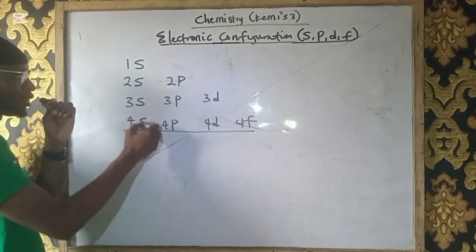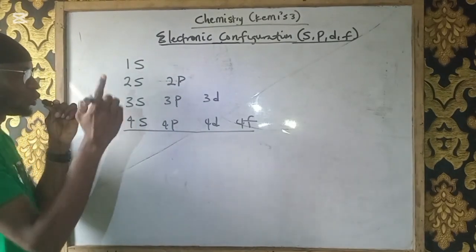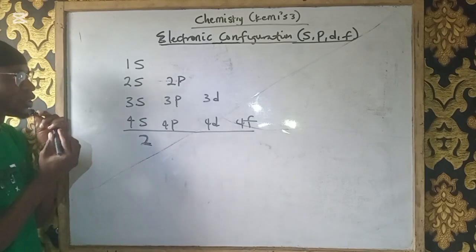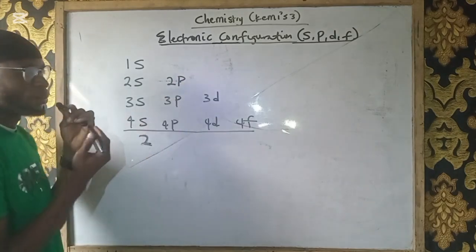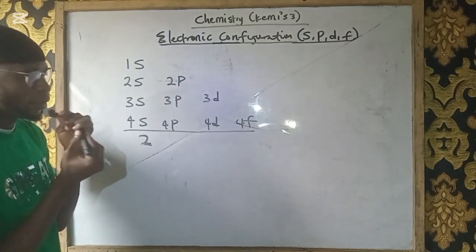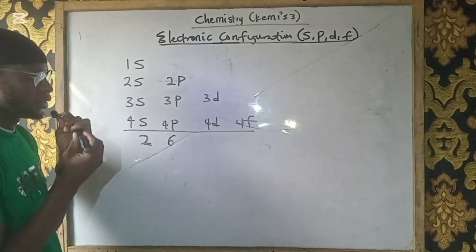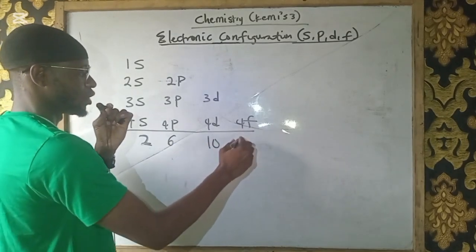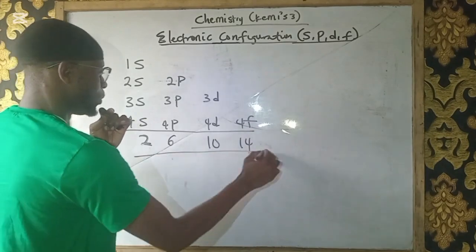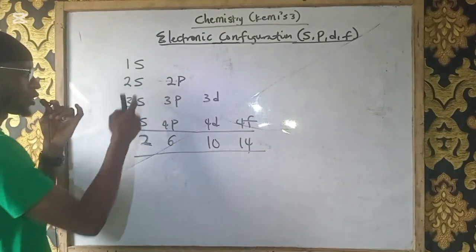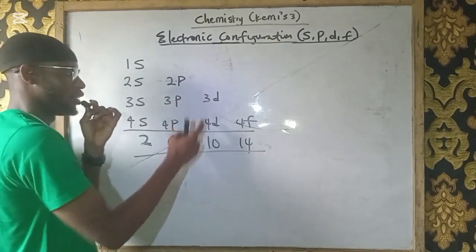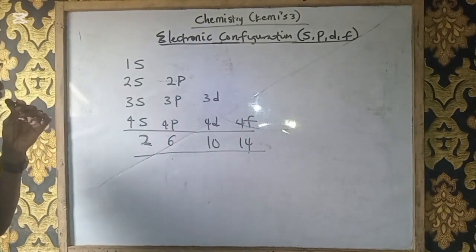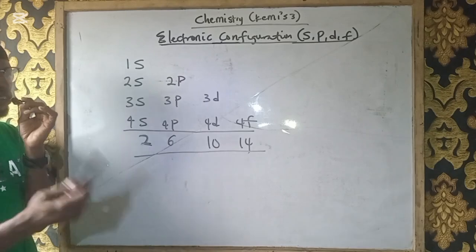Since S subshell has 1 orbital, 2 times 1 is what? 2. It's also part of what I explained in my last video. P subshell has how many orbitals? 3. 3 multiplied by 2 is what? 6. D is 5. 5 times 2 is what? 10. F is 7. 7 times 2 is what? 14. So which means that the total number of electrons that S subshells can have is 2, P 6, D 10, and F 14.